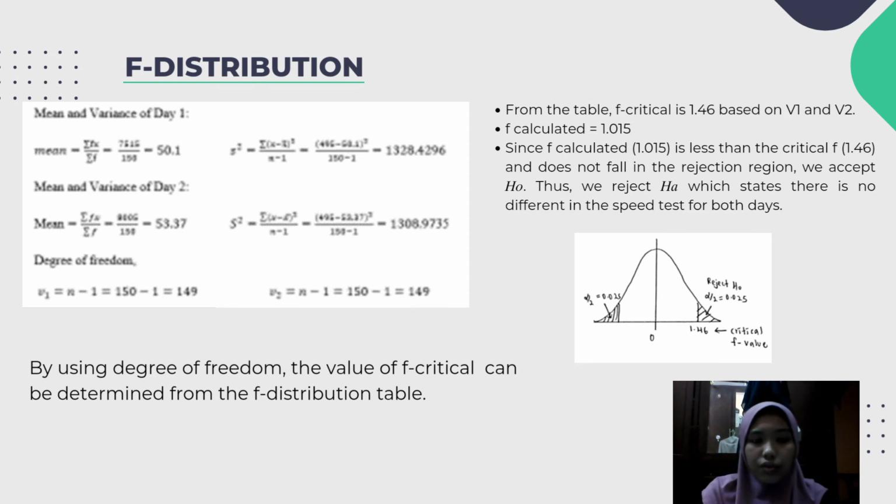By using degree of freedom, the value of F critical can be determined from the F distribution table. From the table, F critical is found to be 1.46 based on the value of V1 and V2. Next, for the F calculated, it has been found that it was 1.015. Since F calculated 1.015 is less than the F critical 1.46 and does not fall in the rejection region, we can accept H0. Thus, we reject HA, which means that there is no difference in the speed test for both days.